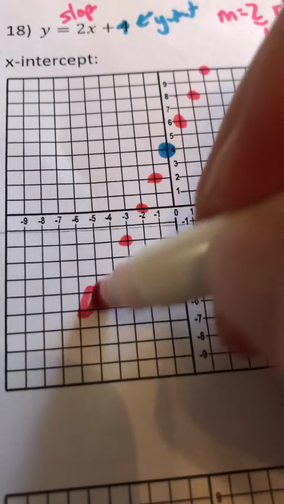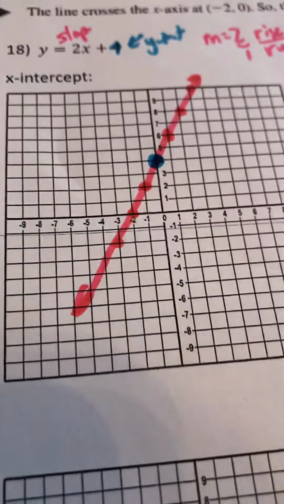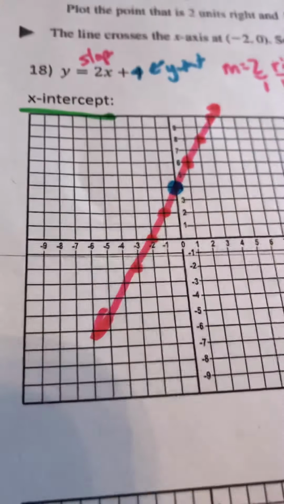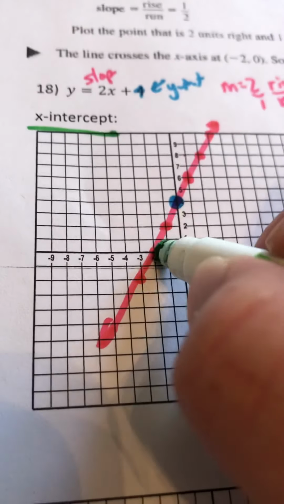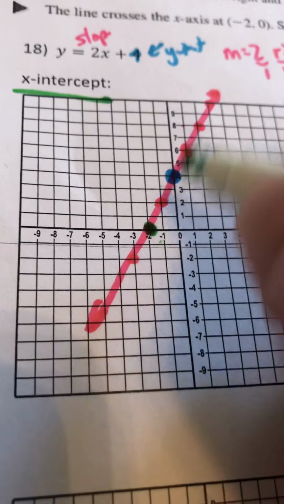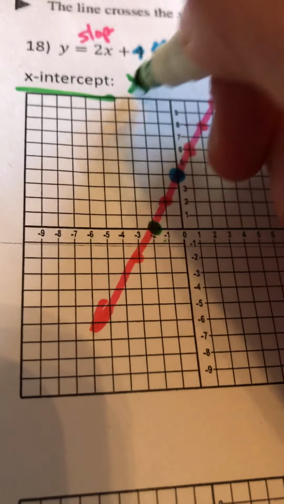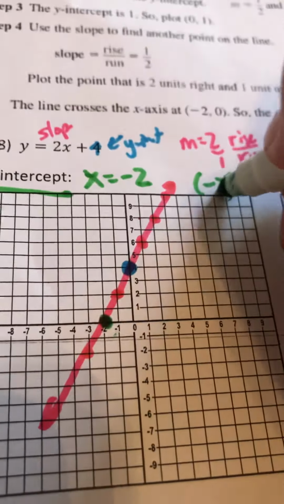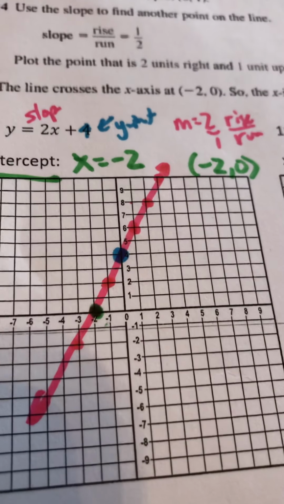And the reason why I need this is because they ask another question. They said, what's the x-intercept? So the x-intercept is where it crosses the x-axis, and in this case it's -2. Now, some people write it like this, x equals -2, and sometimes they ask like this, -2, 0.